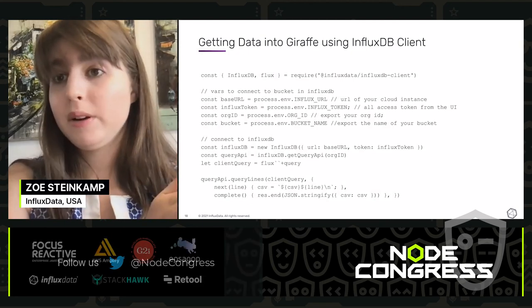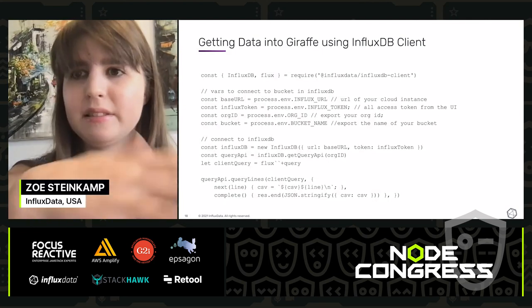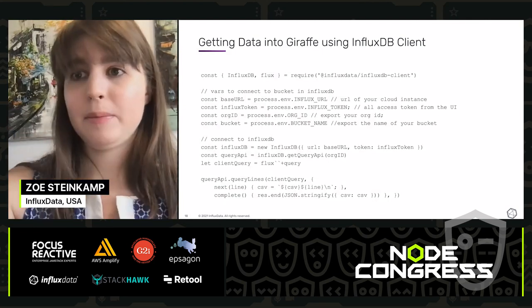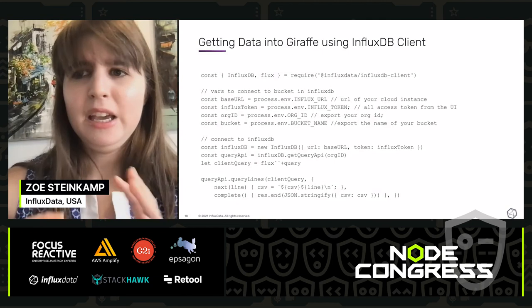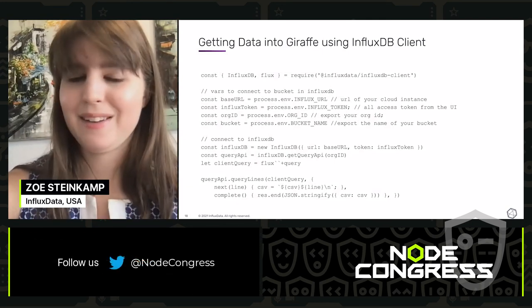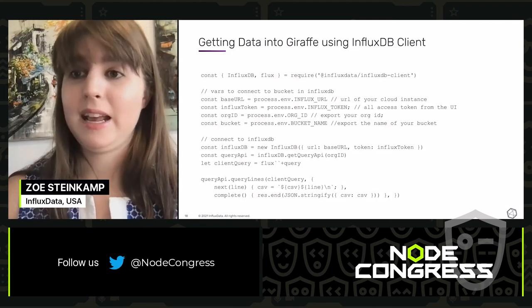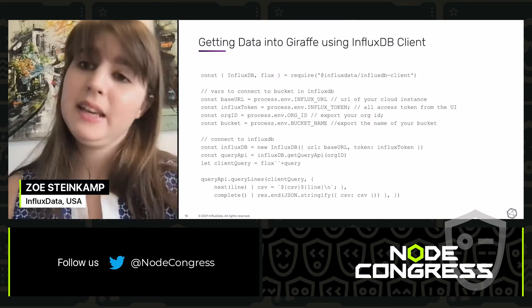You send up your query, which basically says, I want the data from the span of time, the span of dates, et cetera. I want anything above 500, anything below 500. Some queries get very intense. I didn't put an example here because they can get very long. But basically, you're saying, I want this amount of data. Please give it to me in an annotated CSV format so I can display it in my Giraffe app.